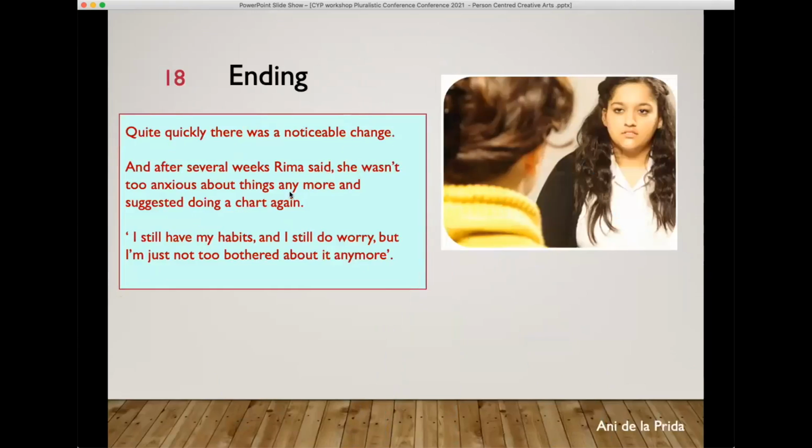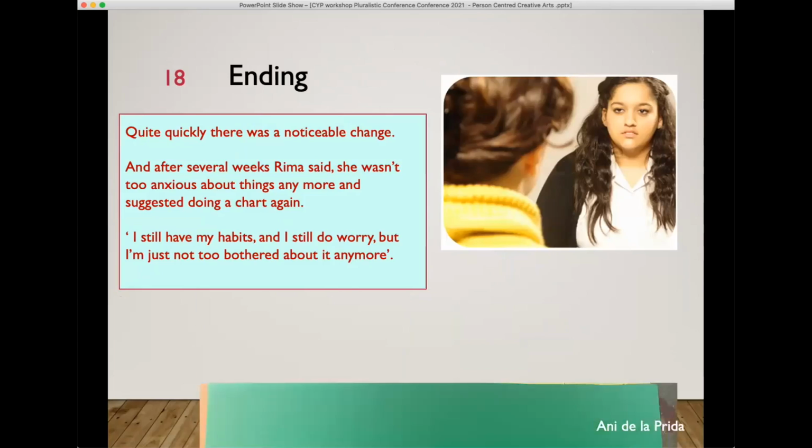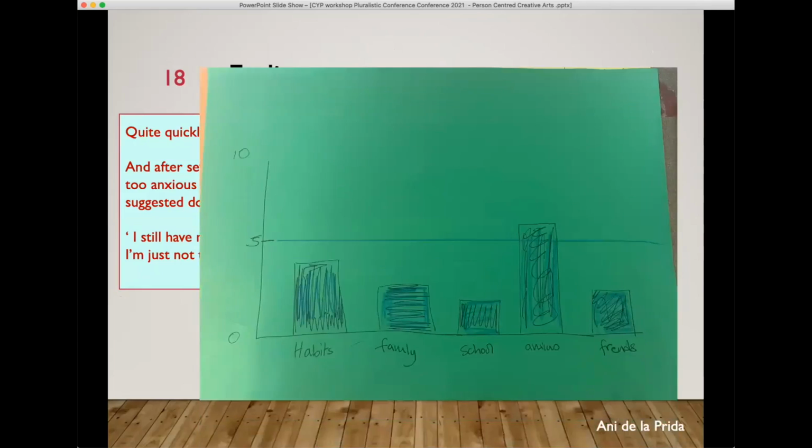And a few weeks later, she just said, you know what, I don't feel that anxious about things anymore. Let's just do the chart again. She said, I've still got my habits and I worry, I'm just not that bothered about it. So we did the chart again, and that had really gone down. And I love this. I love when kids say, can we do this chart again? And then it's gone down, as though it's something external, when all they're doing is externalising what's going on internally. Does that make sense? They're just being really explicit.